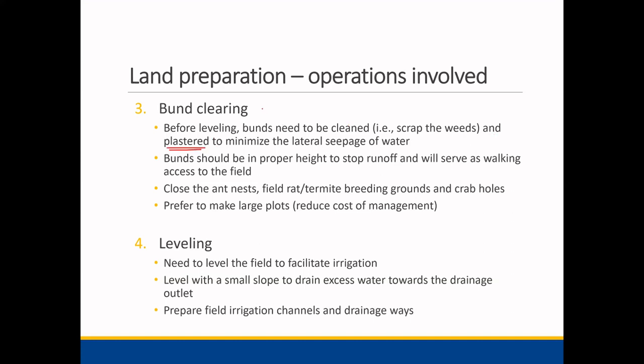Sometimes they call it bund plastering. Because of the previous season's cultivation, these bunds may be damaged, or there may be holes and so on. So you have to plaster. How you plaster is that when you do puddling, you will get mud. You use that mud to plaster the bunds, just a kind of renovation you do before you start the cultivation.